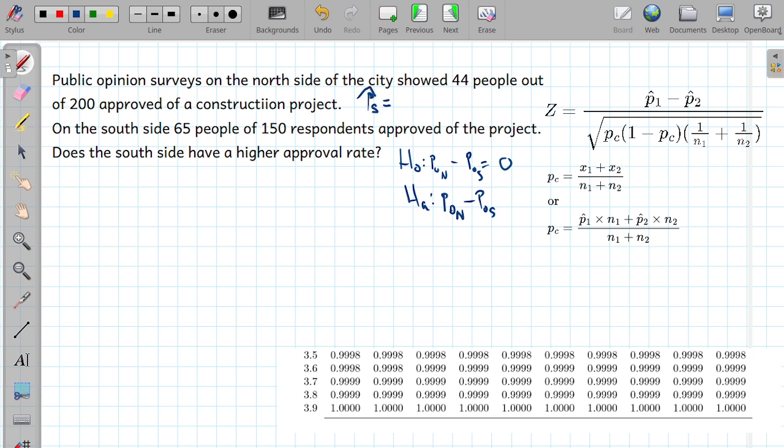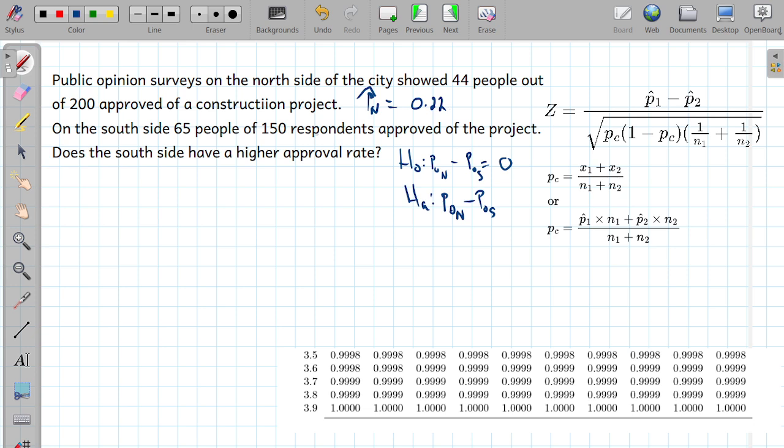So north side, 44 out of 200, that's an easy 0.22. But here on, or pardon me, that was the north side. Let's just back that out. North side, that's an N, 0.22. Now, here on the south side, what do we have?